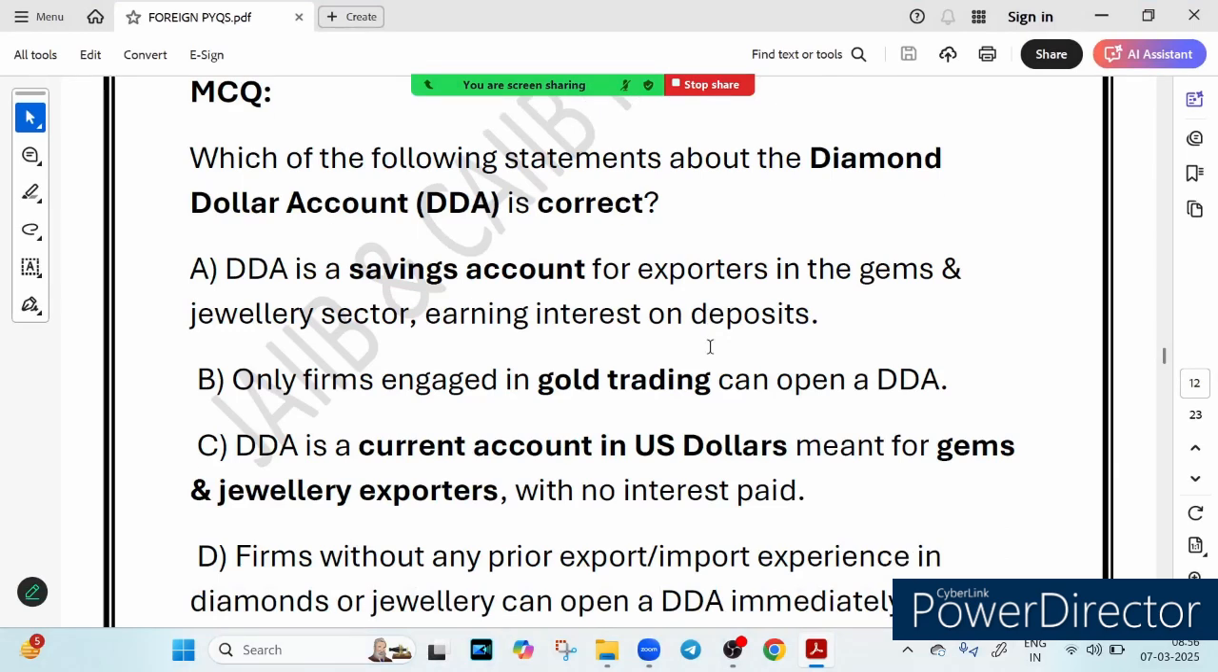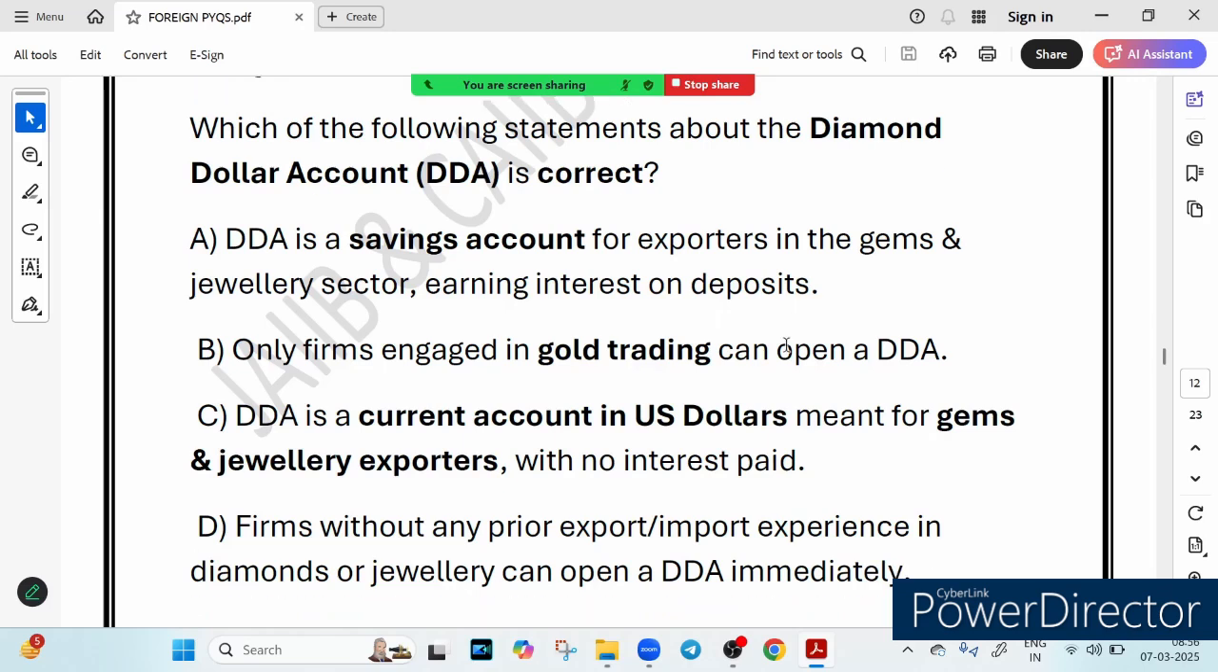Option A suggests that DDA is a savings account for exporters in the gems and jewelry sector, earning interest on deposits. Option B suggests only firms engaged in gold trading can open a DDA. Option C suggests that DDA is a current account in US dollars meant for gems and jewelry export with no interest paid. And option D suggests that a firm without any prior export-import experience in diamond or jewelry can open a DDA immediately. What do you think?